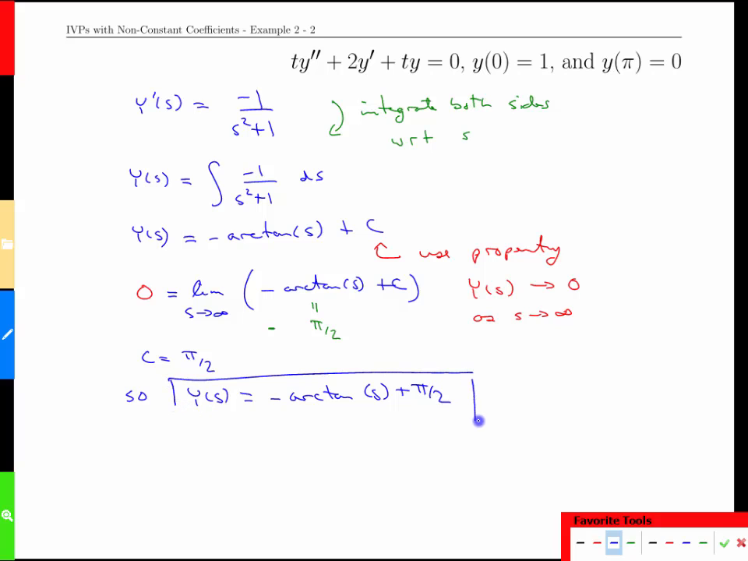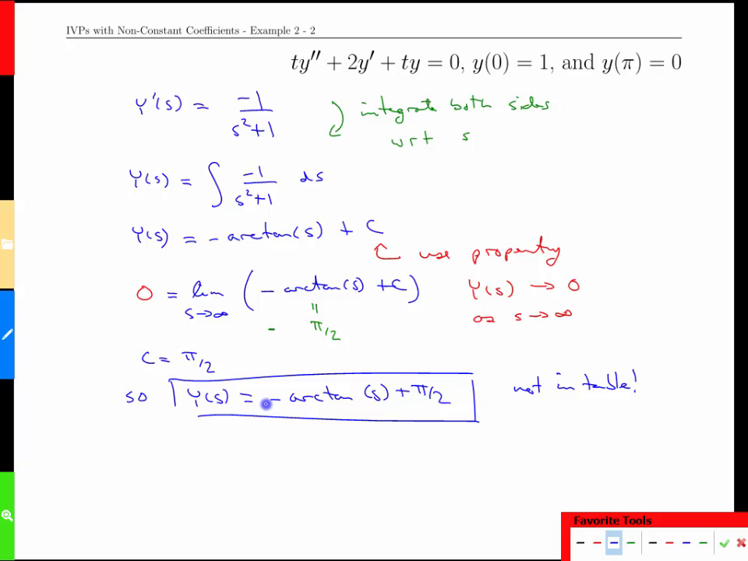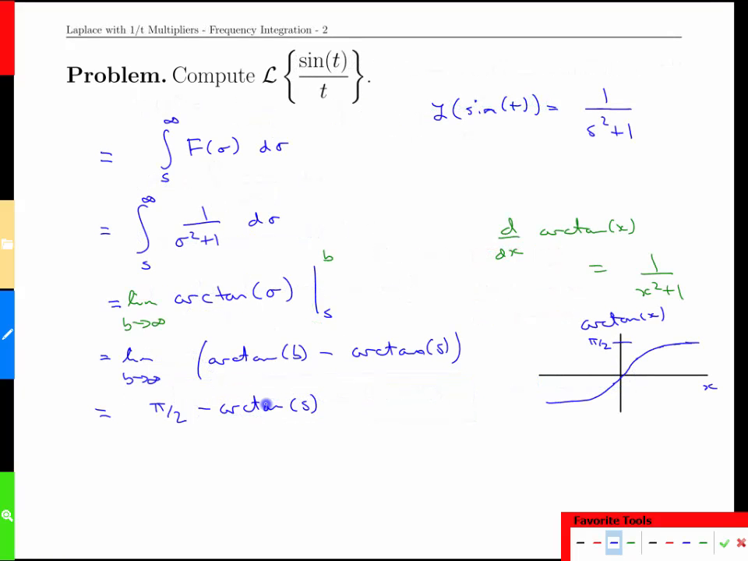Now, what in the world are we supposed to do with that at first glance? This is definitely not in our table of integrals. However, we can take a step back to a previous example to highlight what we can get from this. In an earlier calculation, we took the Laplace transform of sine t over t, and lo and behold, we had pi over 2 minus arctan of s. So if we do the inverse transform, we're going to get back to sine t over t.